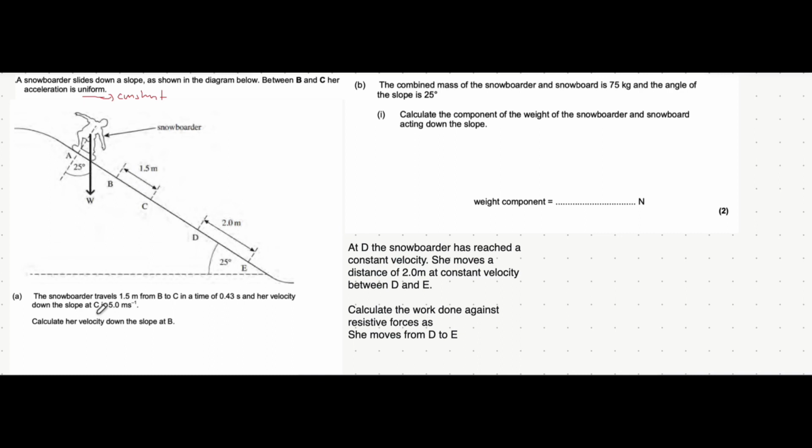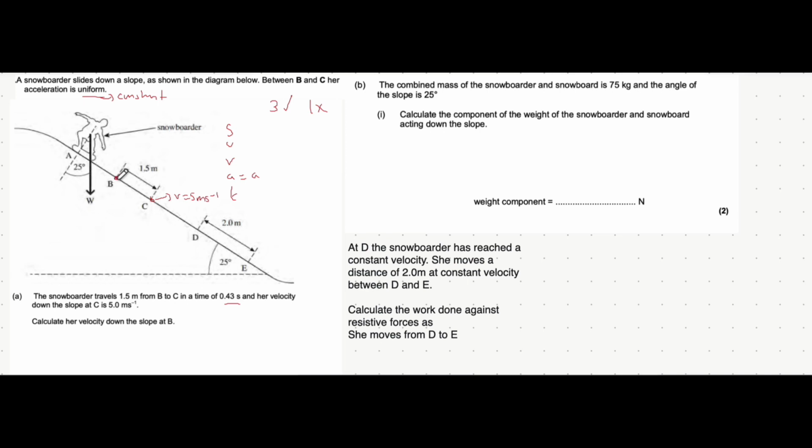between B and C. The snowboarder travels 1.5 meters from B to C in a time of 0.43 seconds, and her velocity at point C is 5 meters per second. So since it's giving you quite a few variables between B and C, as well as giving you that its acceleration is uniform, you can use Suvat here. If we think about the motion, actually I'm going to do it here, where there's more space. If we think about the motion specifically from point B to C, we know there's a constant acceleration that we don't yet know. With Suvat, you always want to have 3 known variables and 1 unknown variable.